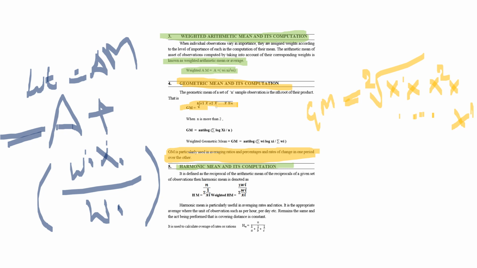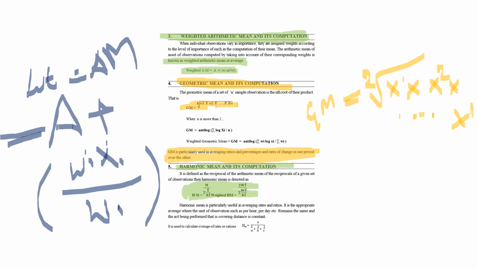Then harmonic mean is denoted as n divided by summation of 1 by xi. HM is equal to n divided by summation of 1 by xi; this is a reciprocal of the arithmetic mean. Arithmetic mean was fxi divided by f, so that is n. So n divided by summation of 1 by xi. In weights, it is wi divided by wi xi.